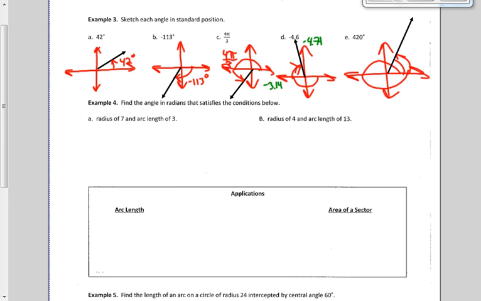So that angle is 420 degrees. I went all the way around the circle, 360, and I went an extra 60 degrees, which is a little past halfway, but not quite to the 90 degrees. So that's sketching an angle in standard position. Let's move on to this sheet then.